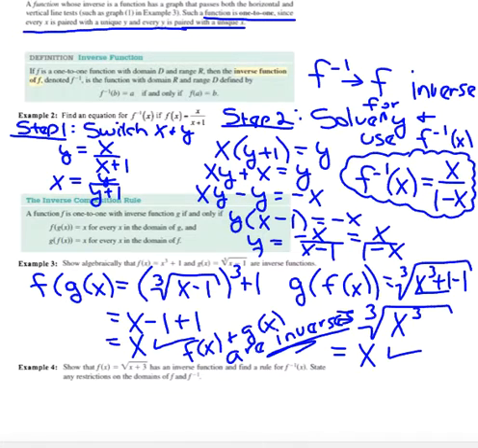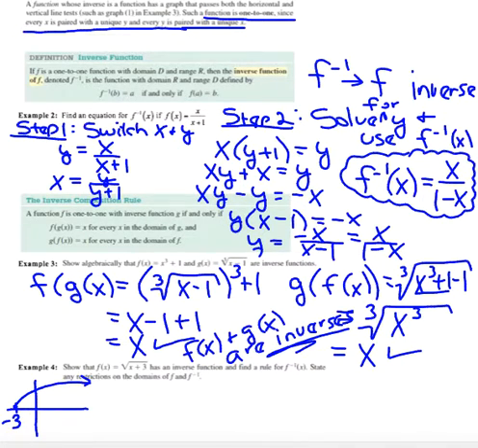State any restrictions on the domain of f and also the inverse of f. So let me start by sketching what the graph of the square root of x plus 3 looks like. This right here is negative 3, and the graph starts here and does this little curve.